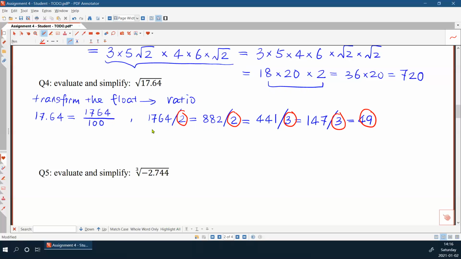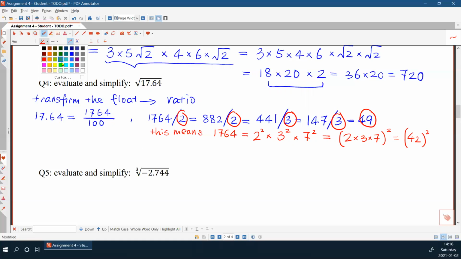Okay, this means 1764 is 2 to the twice times 3 to the twice times 7 to the twice. Or you can rewrite it like 2 by 3 by 7 to the twice, which is 2 by 3 is 6, 6 by 7 is 42 to the twice, right?